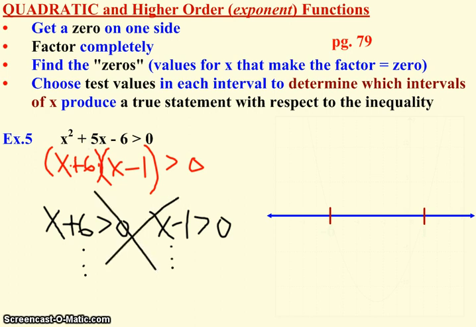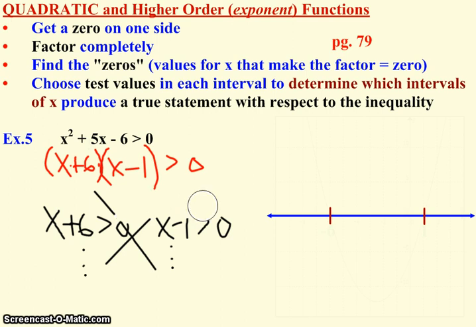Because what you're actually figuring out here is not the individual effect of each factor, but how they work together. So it isn't x plus 6 greater than 0 and x minus 1 greater than 0. It's the two multiplied together greater than 0. So it can't really be done this way because you're not accounting for the combined effect of the two factors.